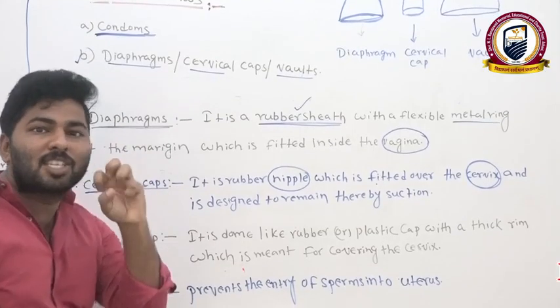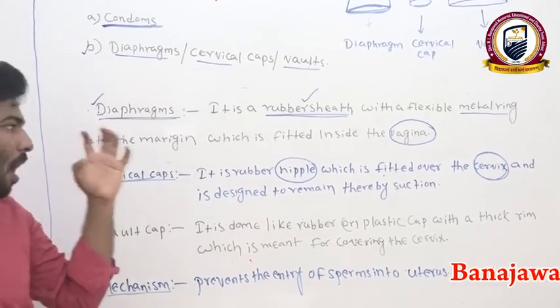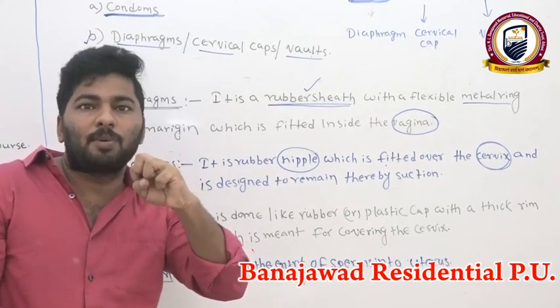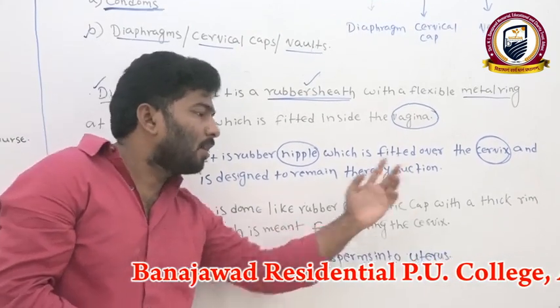Which is fitted over the... they may say continuous breed. Suction method, suction principle. How does it remain in the cervical region? With the help of the suction principle.